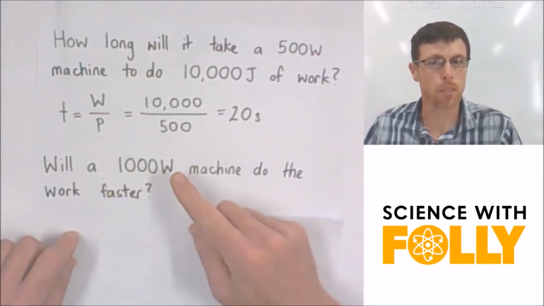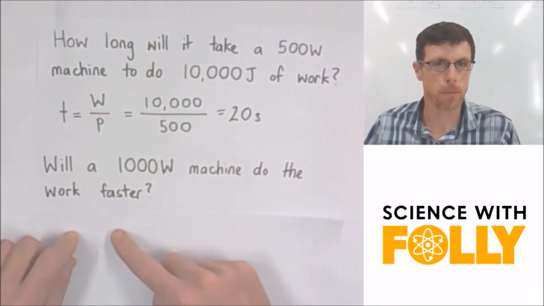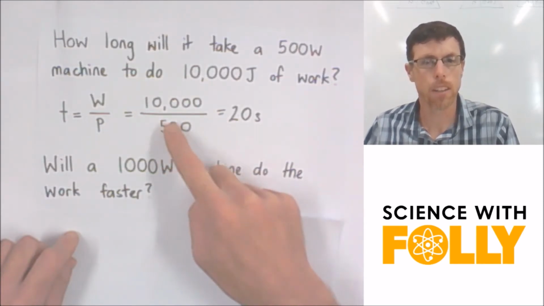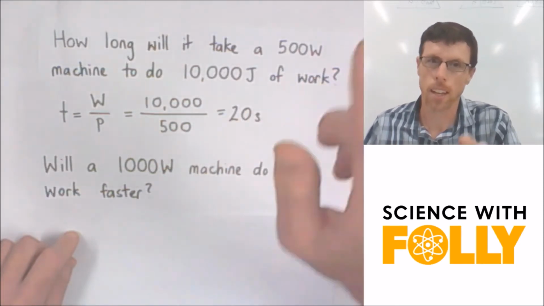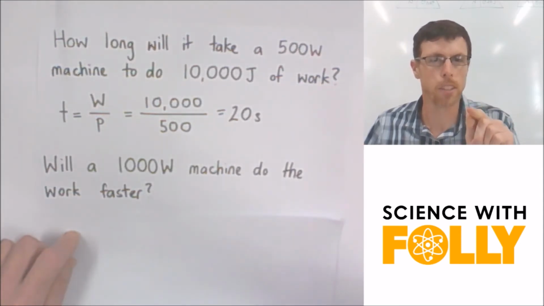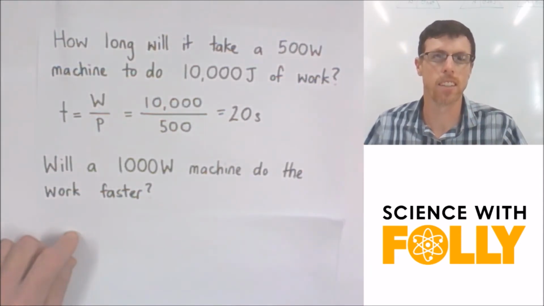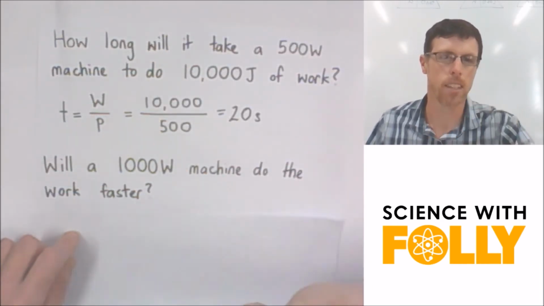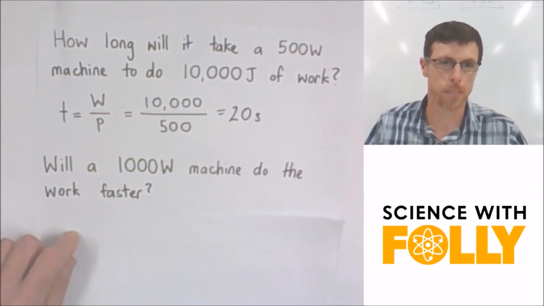So will a 1,000 watt machine do the work faster? Think about it. 10,000 divided by 1,000 will give us 10 seconds. And you know that because the more powerful the machine is, the faster it can do work. Because remember, power is a measure of the rate at which work is done.